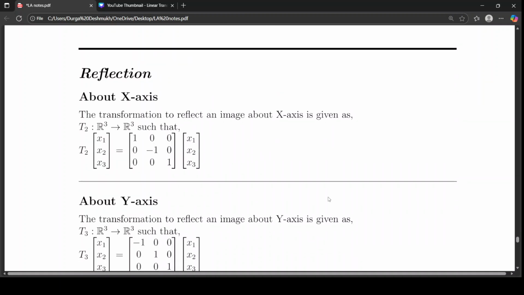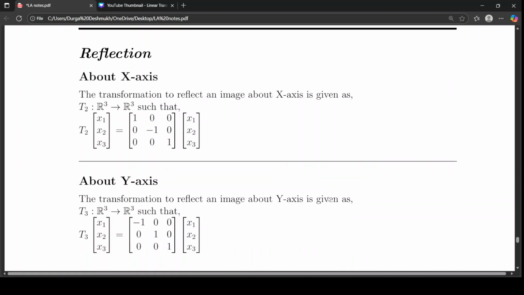Now about reflection. So for reflection about the x-axis, the transformation is this, and about the y-axis the transformation is this. We can notice there is a small difference about this element -1. It is here in the middle row, while here it is in the first row. So that is the difference.